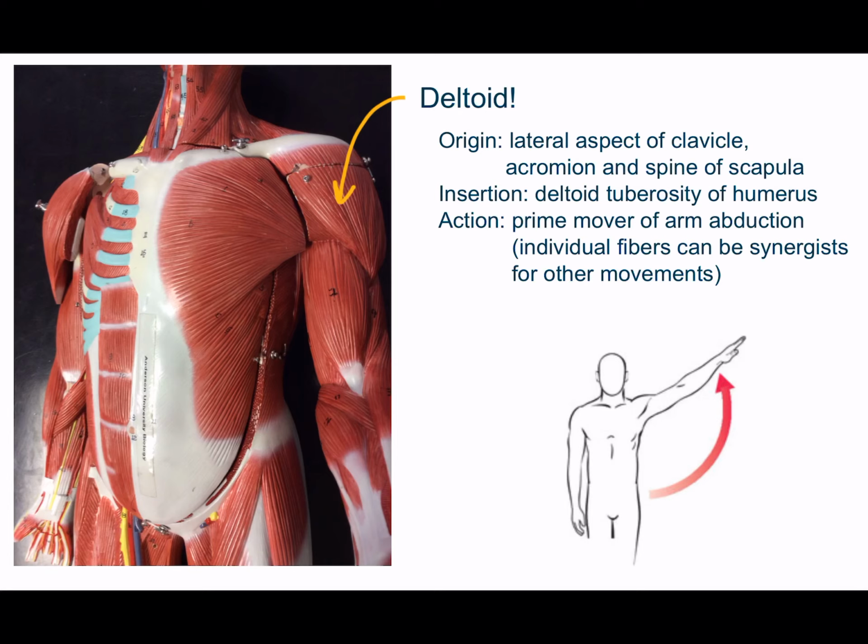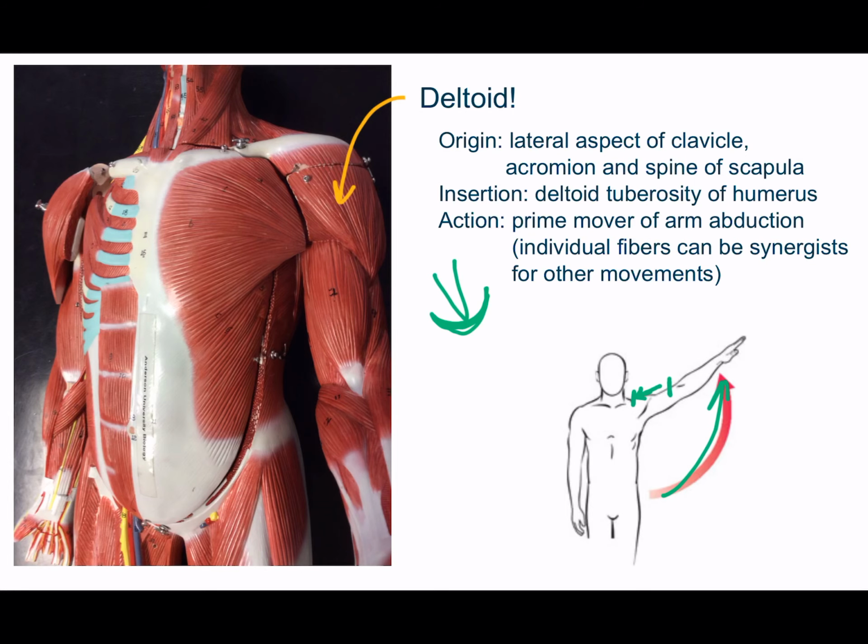The deltoid originates at the lateral aspect of the clavicle, acromion, and the spine of scapula. So it kind of wraps around. If this is like your AC joint, it's going to wrap around like that. It inserts on the deltoid tuberosity of the humerus, which is like a little hump on your humerus for it to grab onto. The action is arm abduction. So you can see how it's going to pull. If it originates here and it inserts here, when it contracts, it makes it just kind of whoop, and it pulls your arm up. But that's when it's acting as a whole.